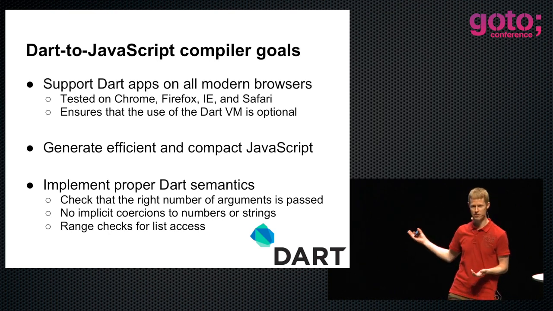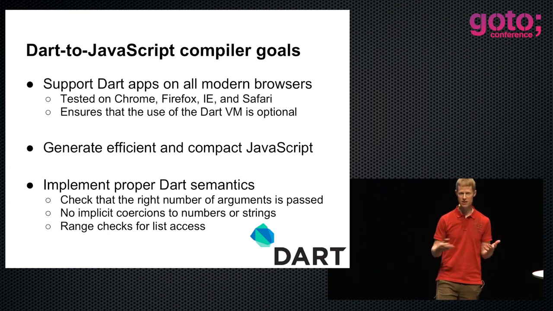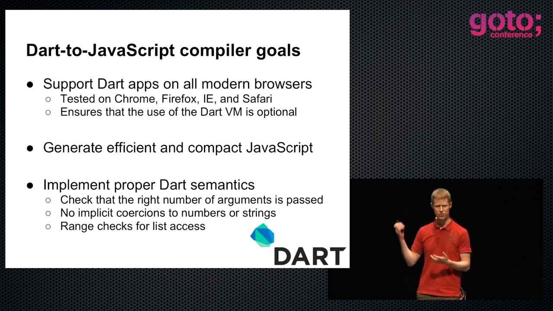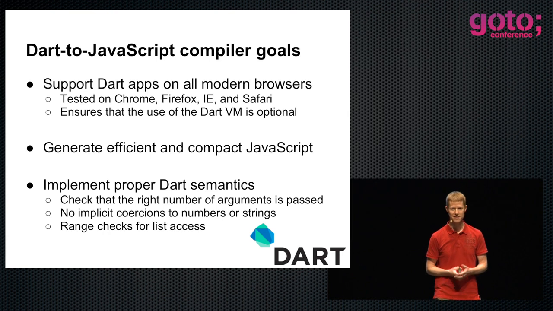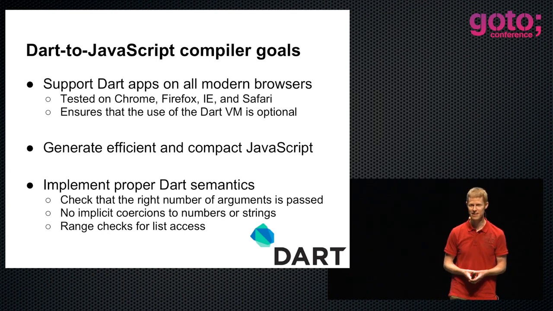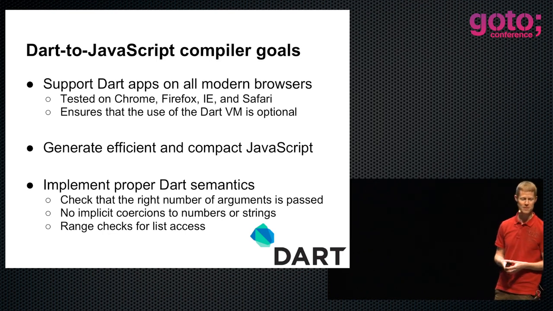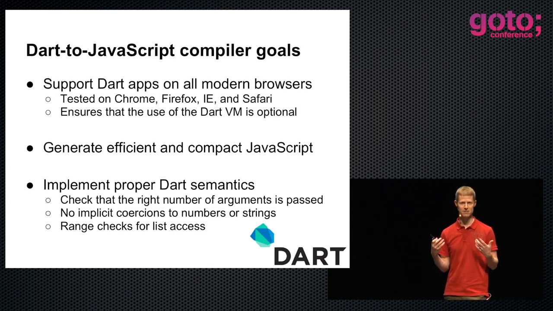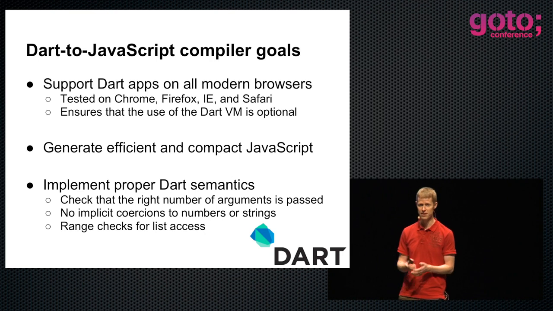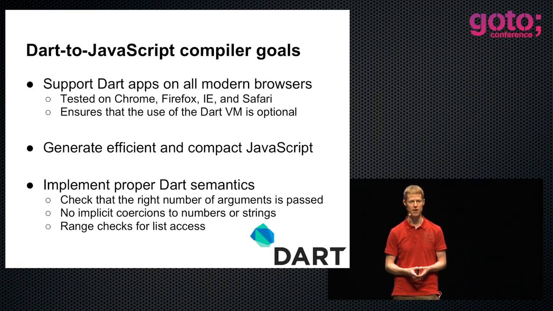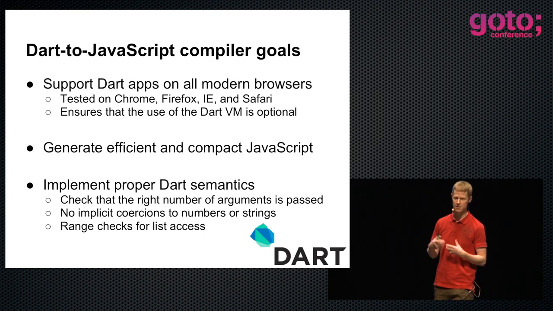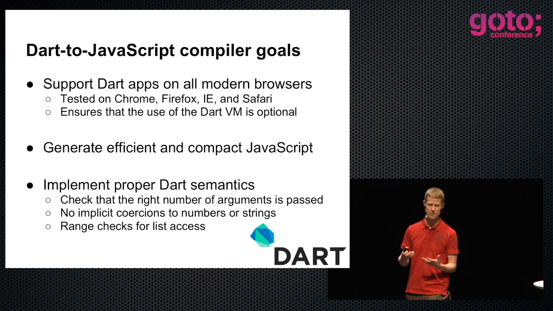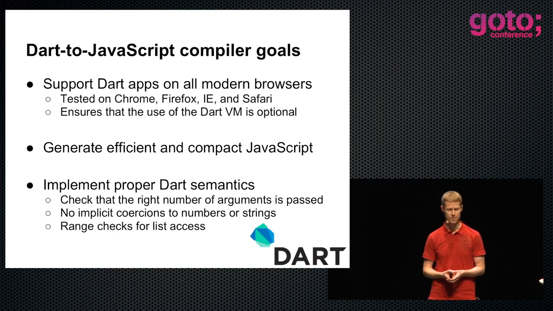Of course, it's also important that we can generate efficient and compact JavaScript. That should go without saying. The team that I'm a member of, we take great pride in performance, and it's really what drives us. So being able to compile to something that's efficient to run and is fairly compact is certainly something we care a lot about. The third thing is that we want this translation to implement the proper Dart semantics.